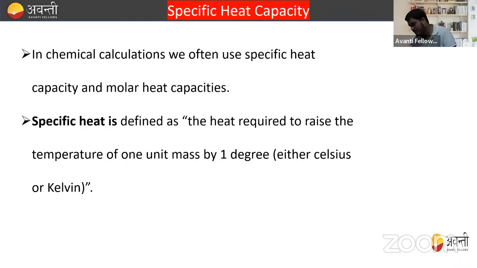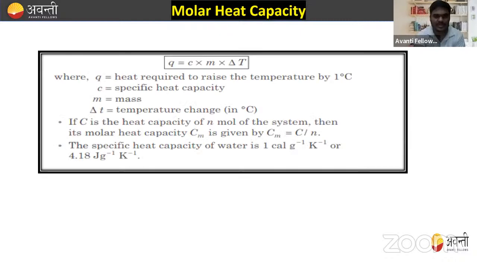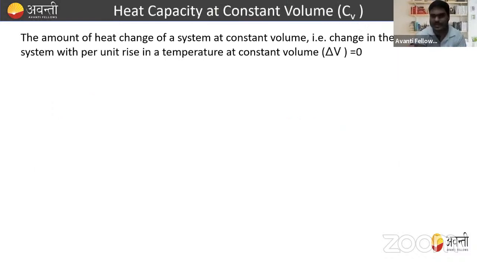Now, what is specific heat capacity? Basically, in a chemical calculation, we often use specific heat capacity and molar heat capacity. Specific heat is defined as the heat required to raise the temperature of 1 unit mass by 1 degree. And molar heat capacity means the amount of heat required to raise the temperature of 1 mole of substance, right? So this is the formula: q is equal to C into m into delta T.